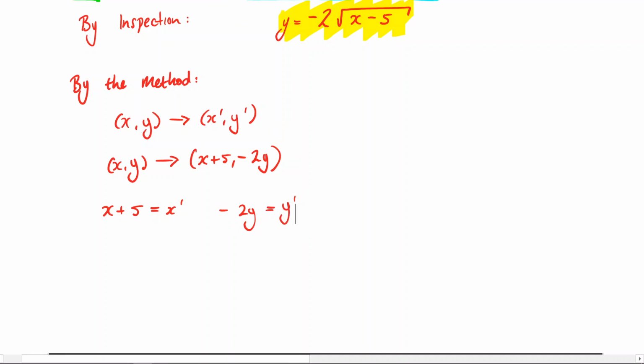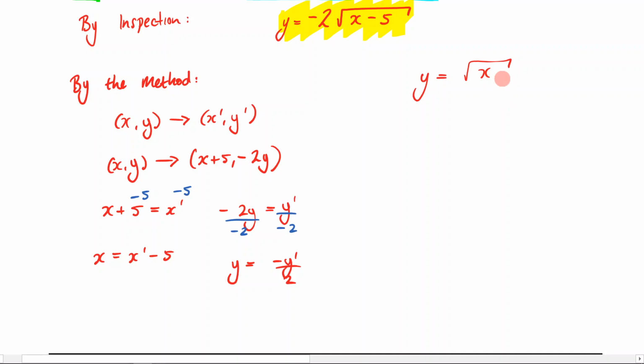Now what I'm going to do is take these 2 equations and solve them for x and y. So to solve this for x, I'm going to minus 5 from this side, minus 5 from this side. And that means what I'm going to be left with is x is equal to x dash minus 5. And then on this side, what I want to do is get it so just y is by itself. And to do that, I'm going to divide this side by negative 2 and this side by negative 2. So that means what I'm going to be left with here is y is equal to negative y dash over 2.